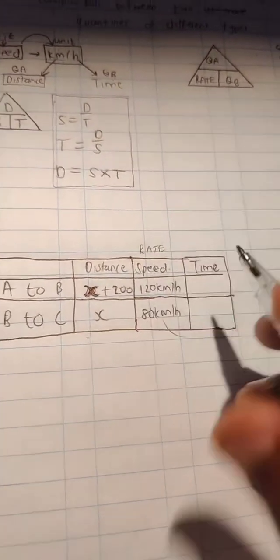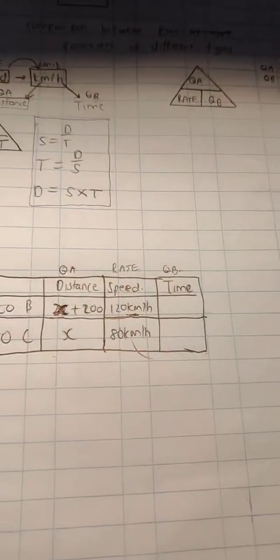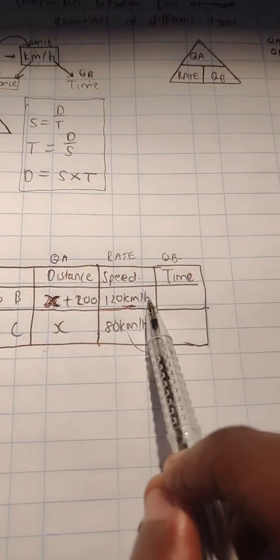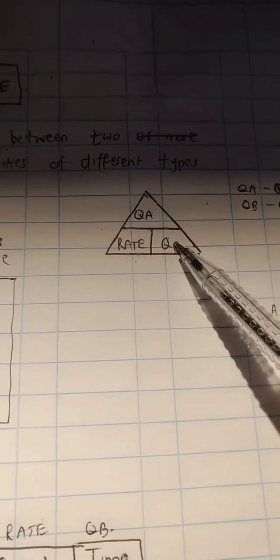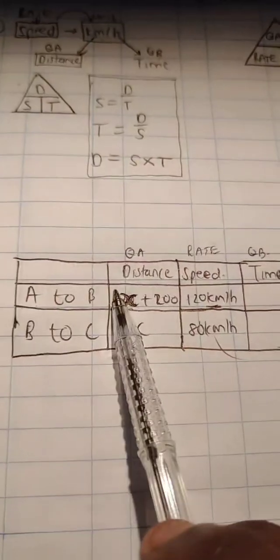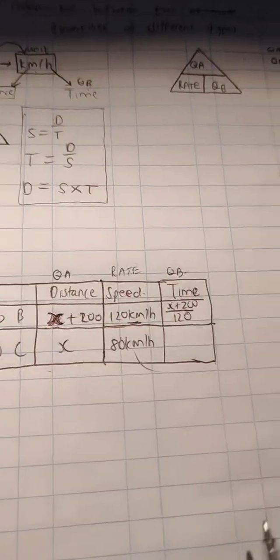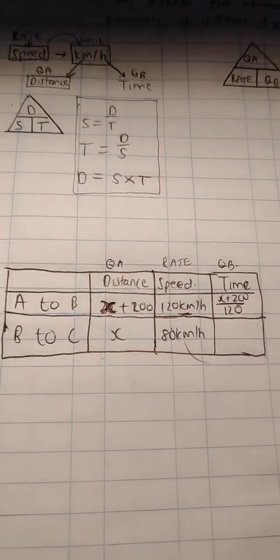Speed is rate. Since it's in kilometers per hour, the kilometers is our first quantity, quantity A. Time is quantity B, because it's the second quantity in our rate, all right? We go here and ask, what is the expression of quantity B? It's quantity A over the rate. What's quantity A? X plus 200. So we're going to say X plus 200 divided by 120. Guys, that is the expression of time using the information that's in the table.